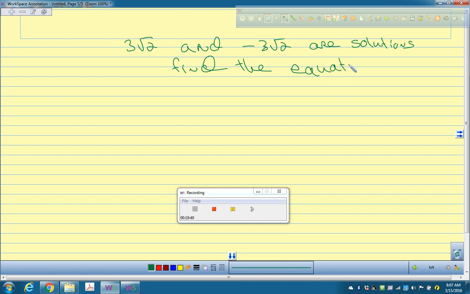The equation of a parabola, okay? With those as solutions. So you do the same thing. x minus 3√2 times x what? What's minus minus? Plus 3 root 2. Okay? You FOIL. You get x squared.